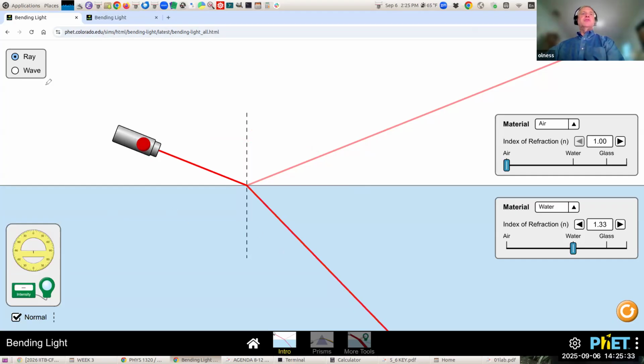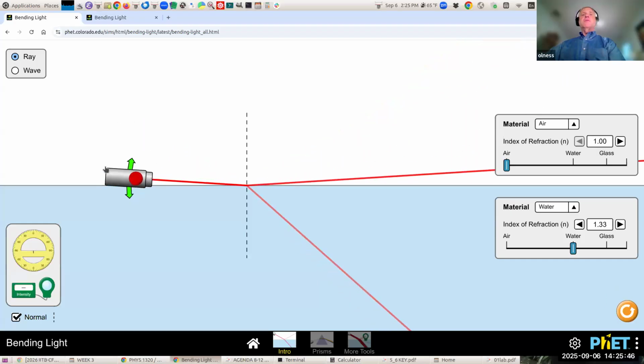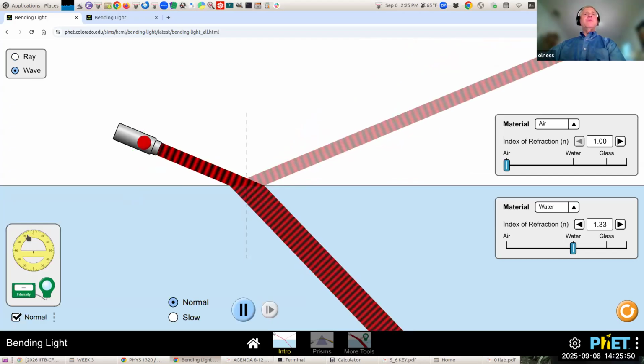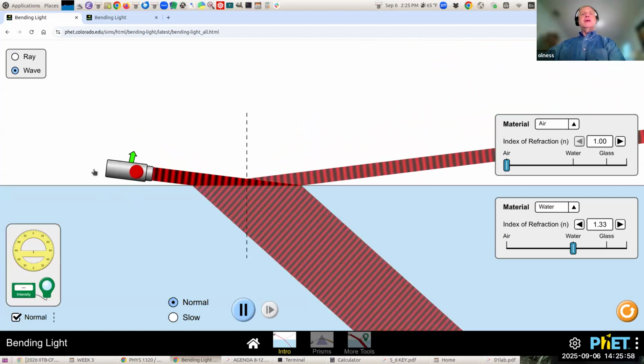So this would be, for example, if you have a mirror, it just comes in and goes out. But then if you have an interface like this, in this case, I have air and water, when the light enters the water, it actually bends a little bit. And let me switch from the ray model to the wave model.